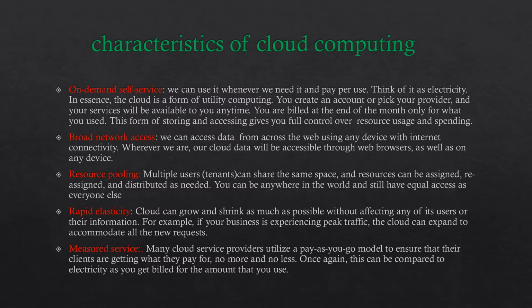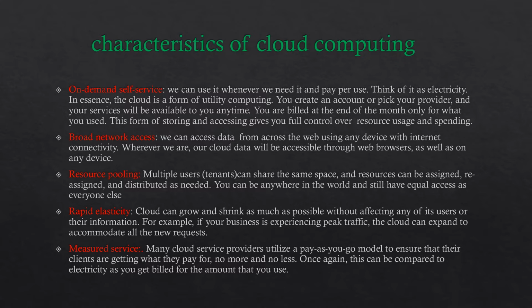Next is resource pooling. This resource pooling means multiple users share the same place. It means one cloud is there, but that does not mean that only you are using it. Many millions of people might be using that one cloud, the same space, and the resources are assigned and distributed properly. You can be anywhere in this world, still you have equal access as everyone else. It's not that because you went to your village, you will not get access to the cloud. Definitely if you log in from there, if the network is there, you will get the same amount of facilities as others are getting.